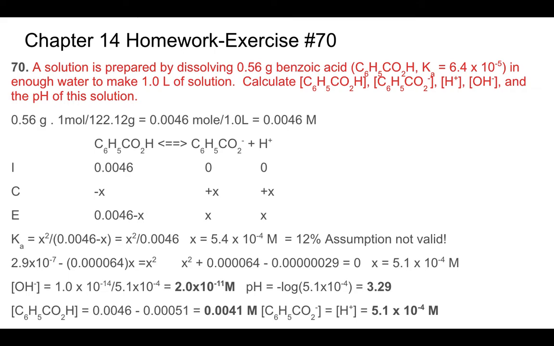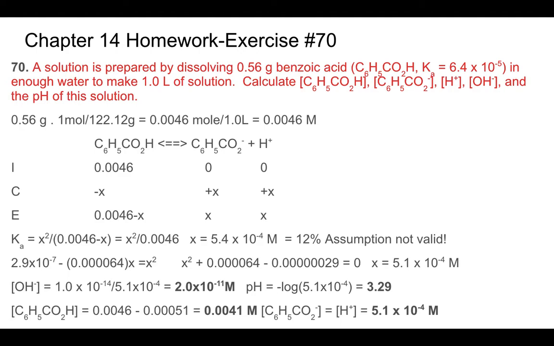So C6H5CO2H, set up the nice table. It's a weak acid. Do the Ka by plugging everything in. Drop the minus X. Solve for X, 5.4 times 10 to the minus 4. I would not have chosen this problem if I had realized when I was glancing through the problems and picking problems out that this one does not satisfy the 5% rule. The assumption's not valid, which means we're going to have to go back in and work out the algebra without dropping the minus X.